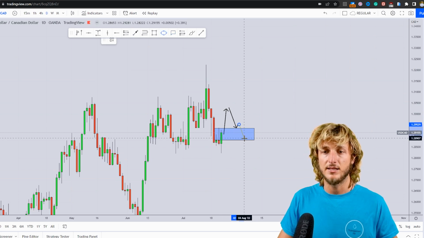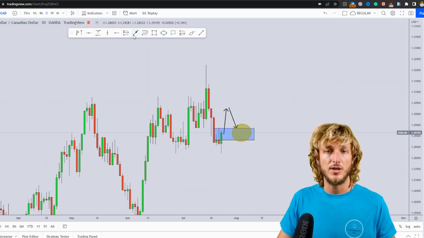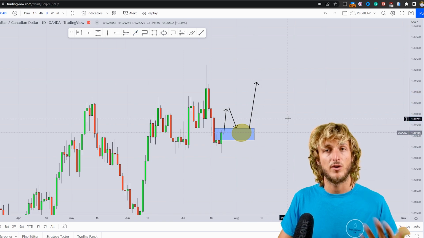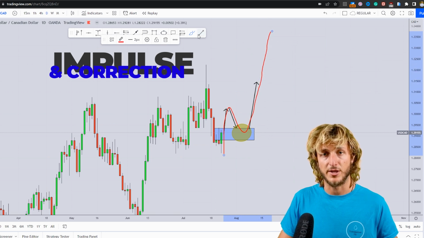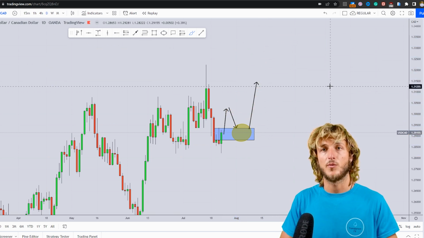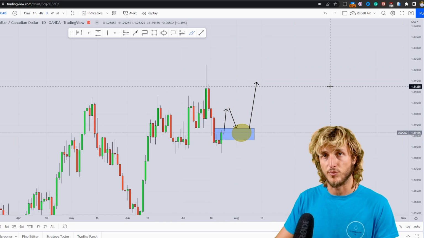And that is exactly the level from which there would be a good situation to be looking for a potential rejection higher for the completion of this impulse correction and impulse pattern to the upside, and for the triangle formation that we have seen on the monthly to actually play out.